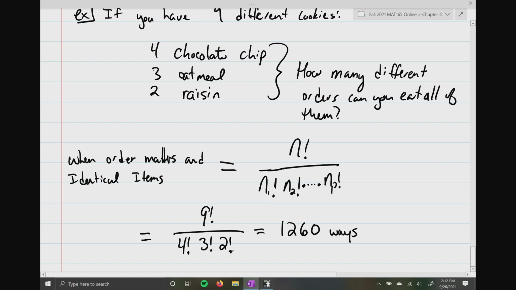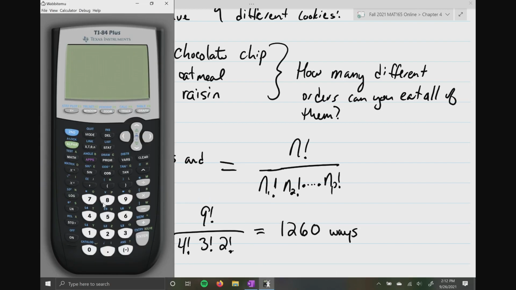Okay? Now, if you wanted to use your calculator with this, that's 100% okay. Let me show you. So, underneath the math menu again, underneath probability, you're going to see option 4 is the factorial button. So the only thing that you really need to be careful with is just typing this into your calculator. So what do I mean by that is this. You got 9 factorial in the numerator. Now you need to divide that by 4 factorial times 3 factorial times 2 factorial. However, the 4, 3, and 2 are all in the denominator.